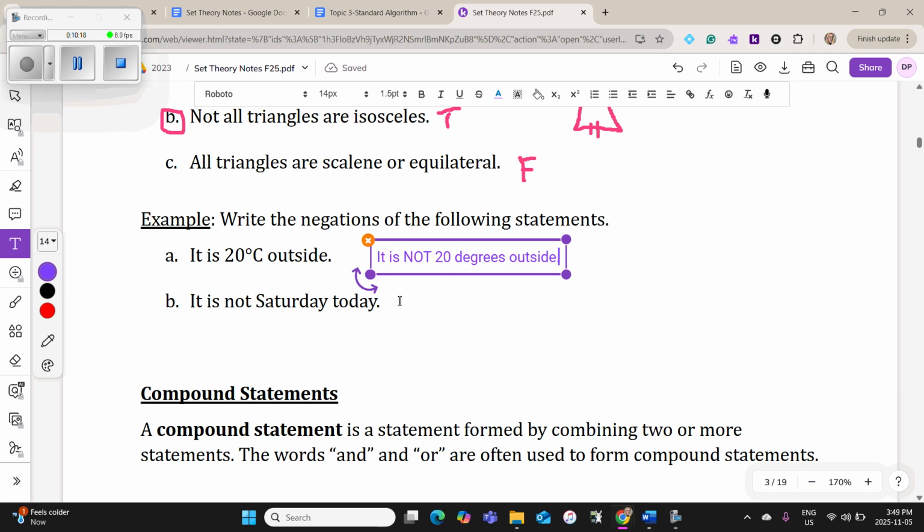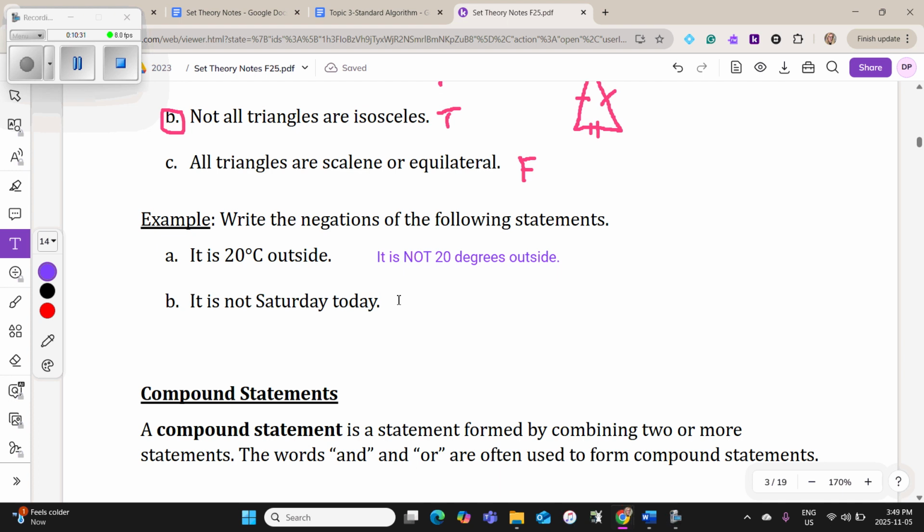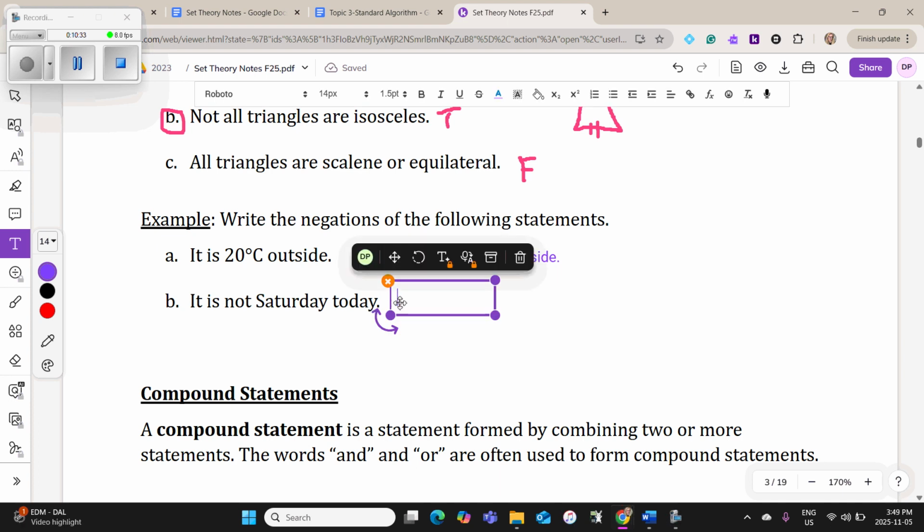Okay, the next one says, it is not Saturday today. Well, that's true. However, we need to come up with the negation. So something that has a false truth value. And not only can you add the word not, you can take it out. So it is Saturday today is the negation of this statement.